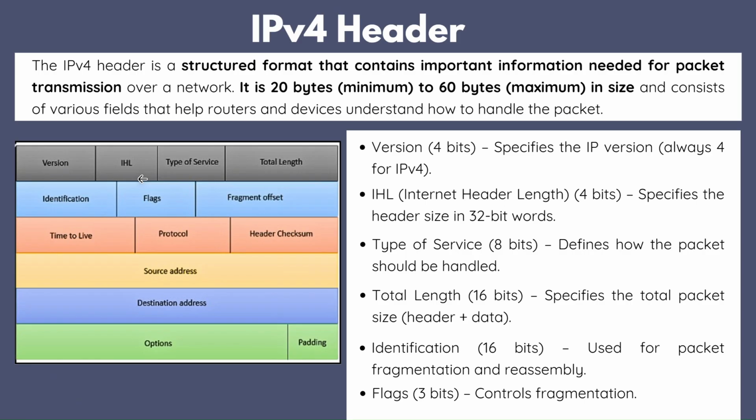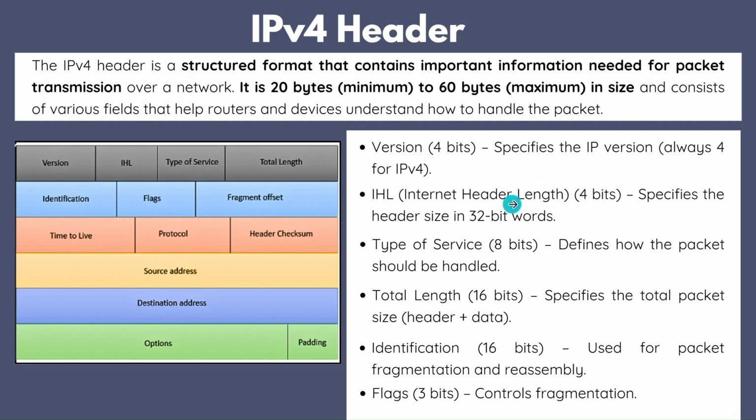Now we will see the IPv4 header structure. The IPv4 header is a structured format that contains important information needed for packet transmission over a network. It is 20 bytes to 60 bytes in size and consists of various fields that help routers and devices understand how to handle the packet. So, first is version, which is of 4 bits. It specifies the IP version, always 4 for IPv4. Next is Internet Header Length, IHL, which is also 4 bits, which specifies the header size in 32-bit words.